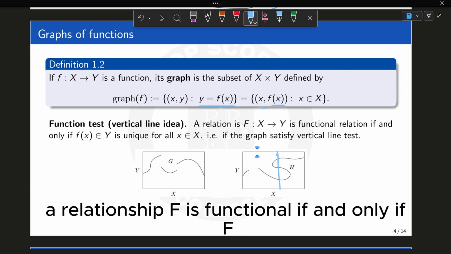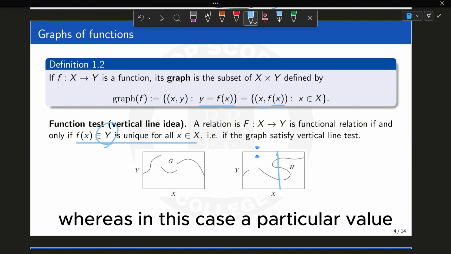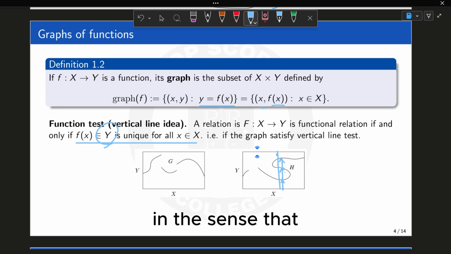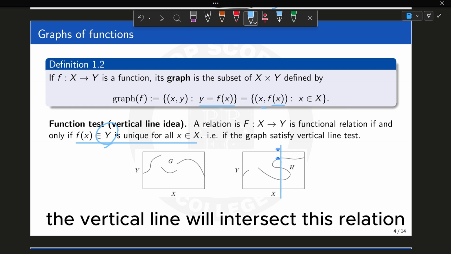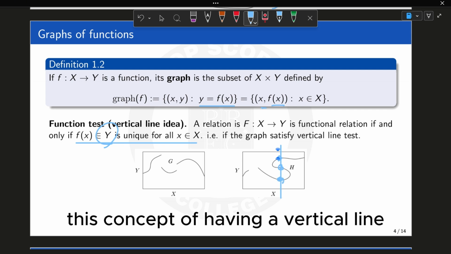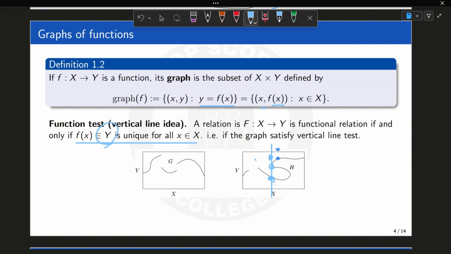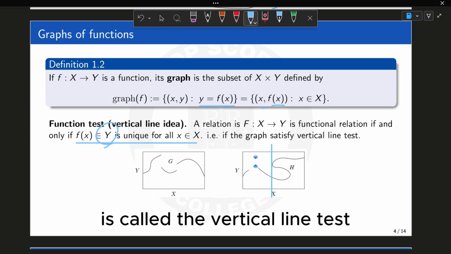A relation f is functional if and only if f(x) has a unique assigned value in Y. Whereas in this case, a particular value x gets assigned to several different values. In the sense that if I pass a vertical line through this graph, the vertical line will intersect this relation several times. This concept of having a vertical line and moving through the domain of the relation, to see how many intersections we get, is called the vertical line test.